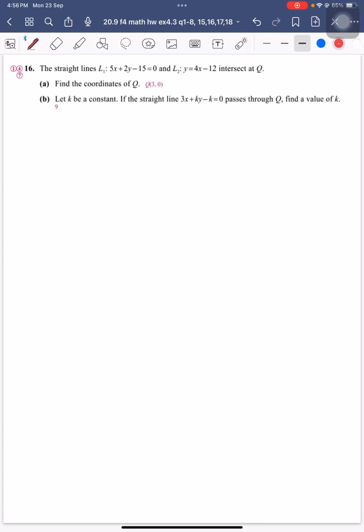For exercise 4.3, question 16. So we have a straight line L1 and a straight line L2 that intersect at Q. Now we need to find the coordinates of Q, which means that we can set up simultaneous equations in two unknowns.